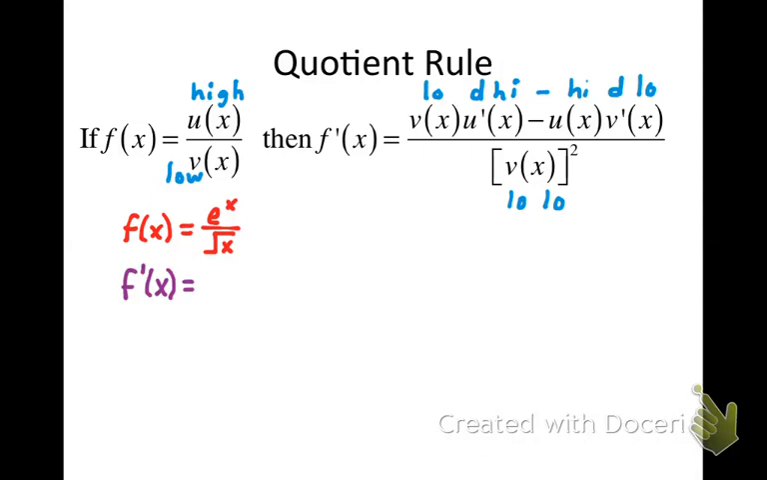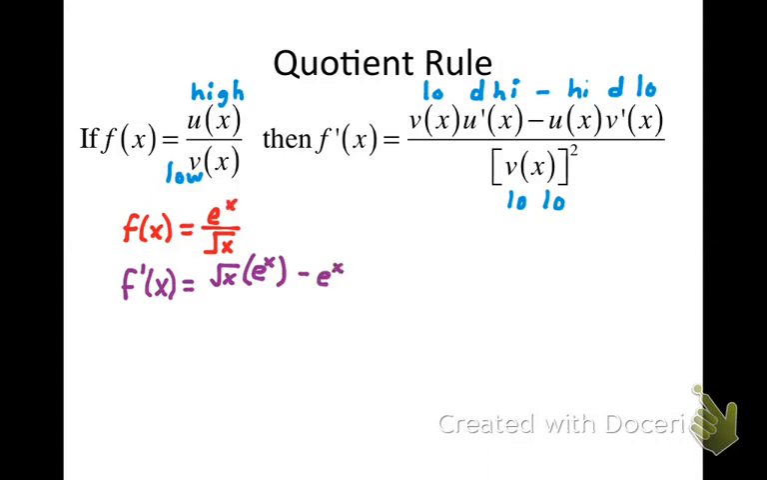Here we go. All right, so low d high, that means that you take the lower function and you just write it as is. That's the low part, and then the d high is that you go ahead and take the derivative of the higher function. Now, keep in mind the derivative of e to the x is e to the x, but I did take the derivative of the higher function. That's what's written here. And then we're going to put minus the higher function, so e to the x.